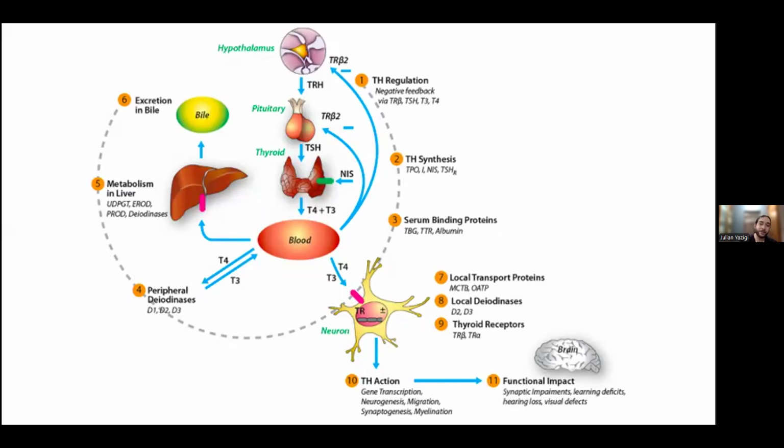Then we have secondary hyperthyroidism, which is rare. And so in this case, a TSH-secreting pituitary adenoma causes elevated or inappropriately non-suppressed TSH despite high thyroid hormone levels. Here, the pituitary tumor itself actually ignores the normal feedback.